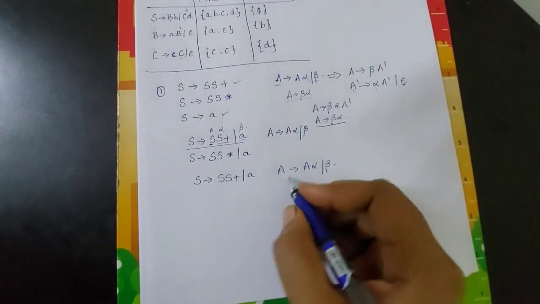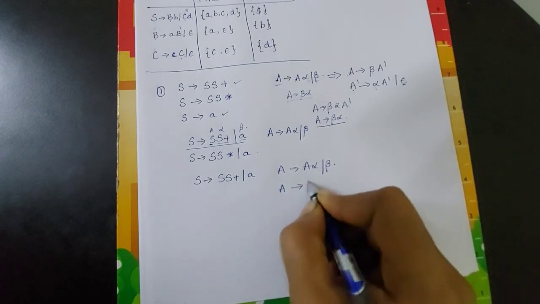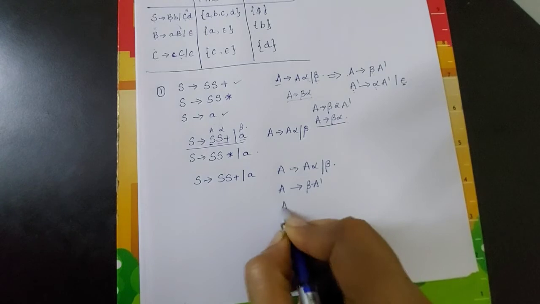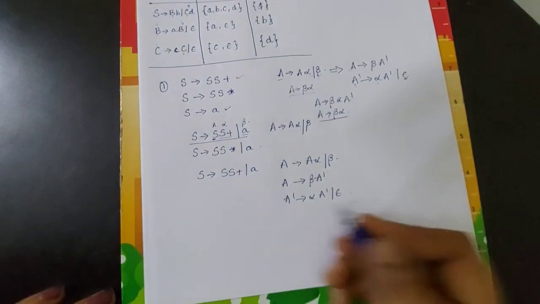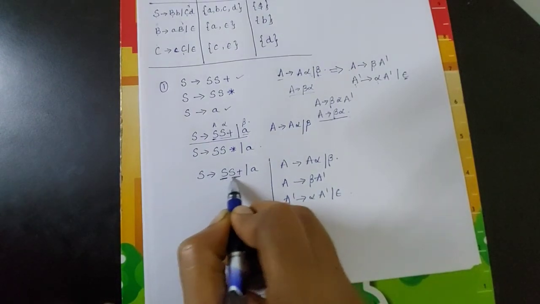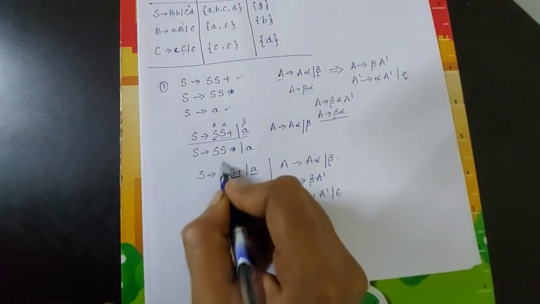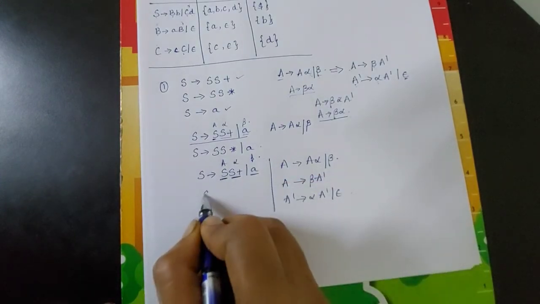So how am I going to replace it? I am going to replace it with this production, A derives alpha A dash or epsilon. So same thing I will apply over here. This is A, this is alpha, this is beta. A, alpha, beta.